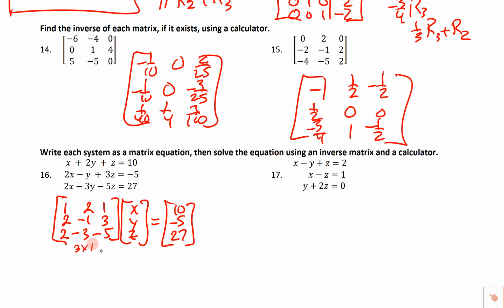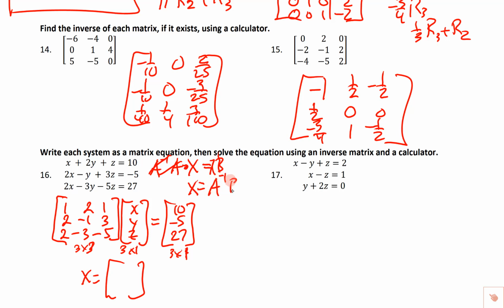So this is a 3 by 1, 3 by 3 multiplied by a 3 by 1, and we end up with a 3 by 1. And in class, we actually talked about how this works and why it works the way that it does. So x is going to be equal to some column matrix, and we just need to have the calculator do this, because what we're doing is A times X is equal to B, and then I multiply both sides by the inverse of A. These cancel each other out, and I end up with X equals A inverse times B.